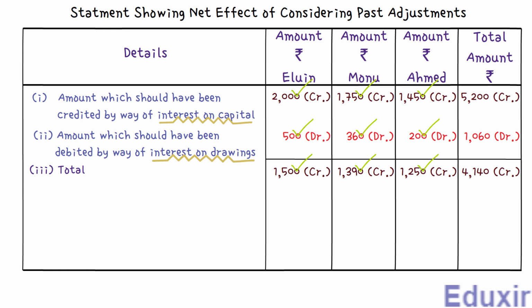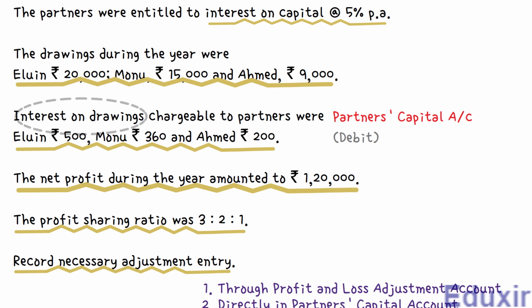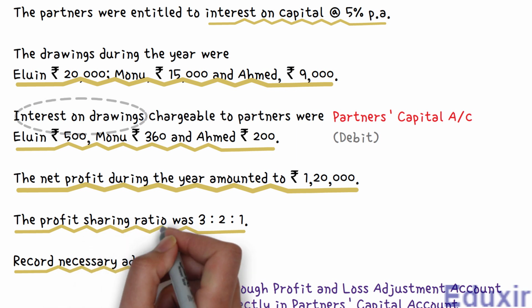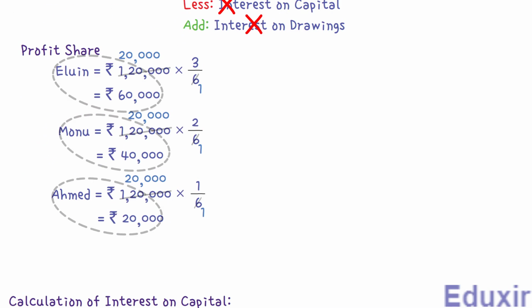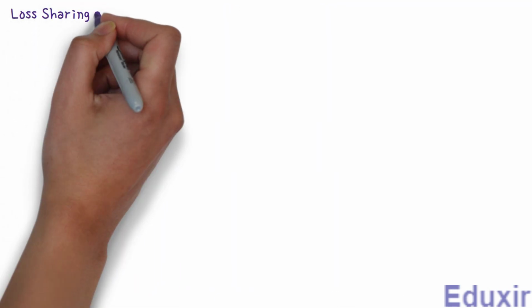Now, as you know, these 4,140 rupees were wrongly distributed to the partners in their profit sharing ratio. So, let's find out how this amount was credited to the partner's capital account in the form of profit share. Now, it is given in the problem that the partners are sharing profits or losses in the ratio of 3:2:1. So, using this ratio, let's find out how these 4,140 rupees were distributed to the partners as profit share. Let's first write the heading loss sharing as per the loss sharing ratio.